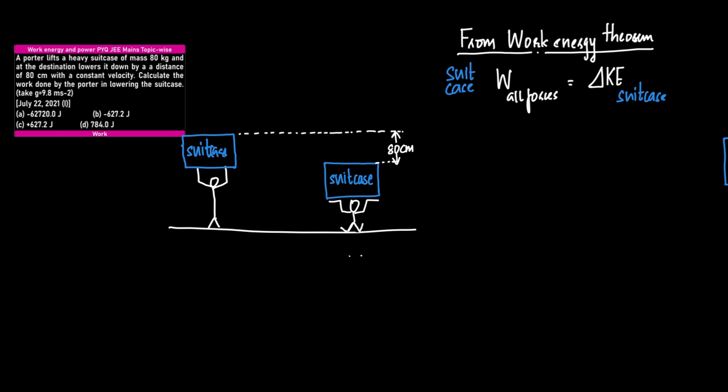A porter lifts a heavy suitcase of mass 80 kilogram and lowers it down by a distance of 80 centimeter with a constant velocity. Calculate the work done by the porter in lowering the suitcase.